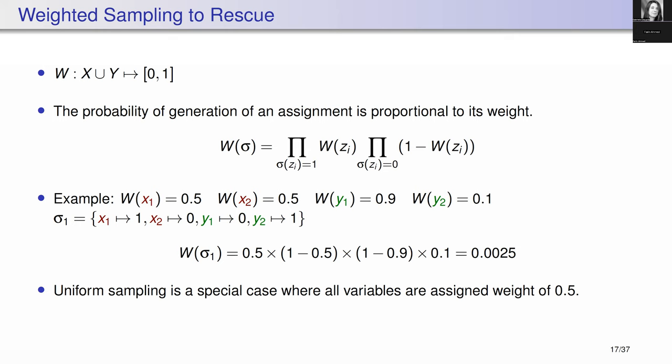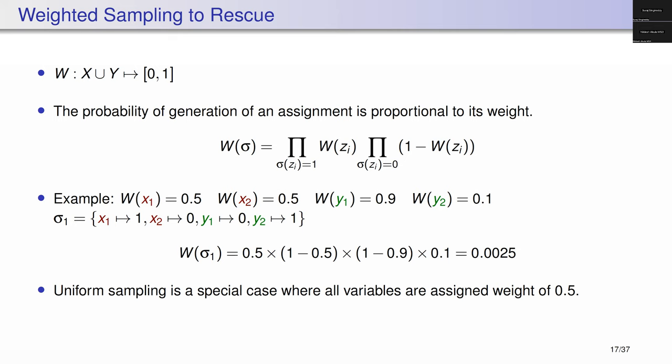So for example, suppose we specify a weight function that is uniform for x1 and x2, but biases y1 towards value 1 and y2 towards value 0. So you write a weight of 0.9 for y1 and a weight of 0.1 for y2. In such a case, the weight of sigma 1 is just 0.5. Sigma 1 is the assignment that assigns value 1 to x1, value 0 to x2, value 1 to y1, and value 0 to y2. And this is what the weight would look like. So uniform sampling is really a special case where all the variables are assigned a weight of 0.5. Okay?